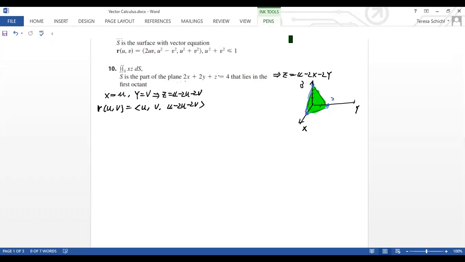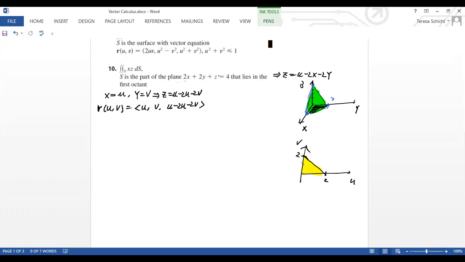Because x equals u and y equals v, the bottom triangle is going to be our region D. If I change it to the uv-plane, it's 2 and 2. This is my region D, correct?